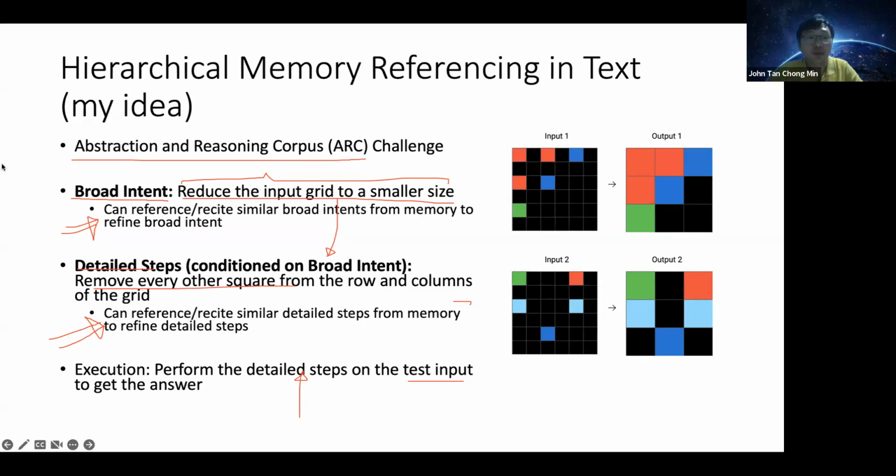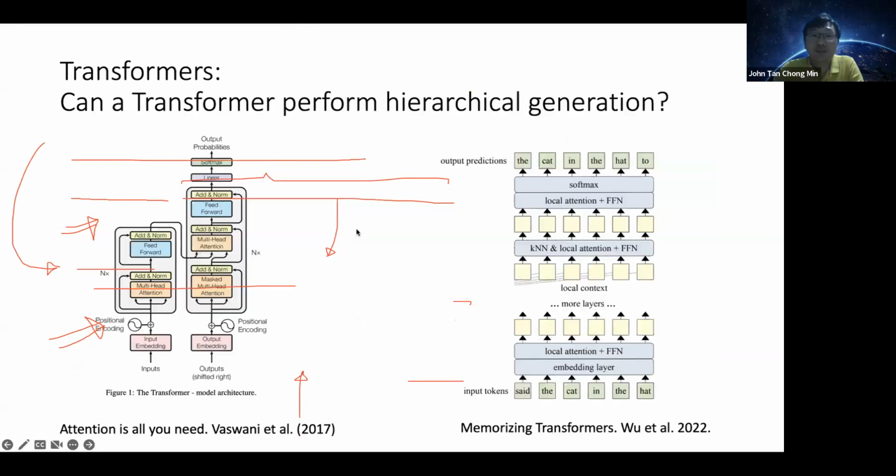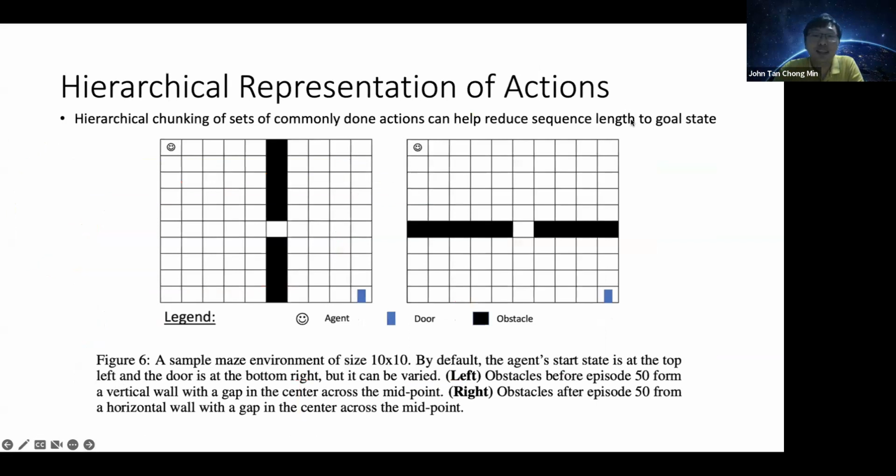The problem is if you were to go directly to the detailed steps, you might be lost. You might not get the right conditioning. So by conditioning on the broad intent, it helps to narrow the search space, something like the action abstraction we are talking about. If you could ask GPT what is the broad intent to get from here to here, maybe it can tell you the broad intent is to go to the door, passing through the hole in the wall, something like that.